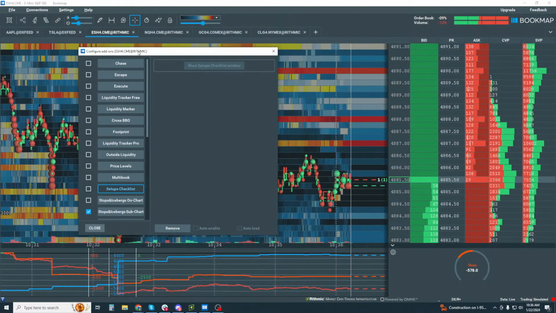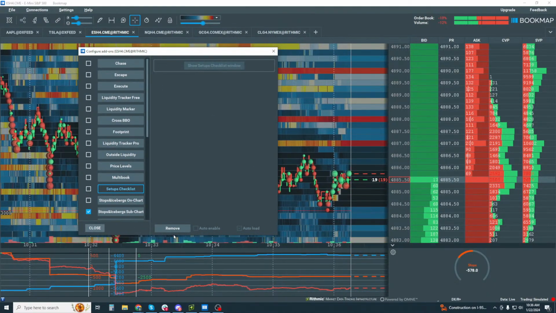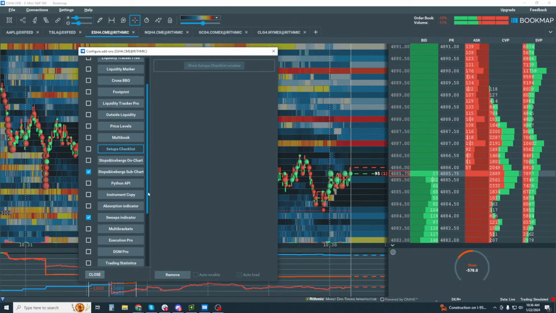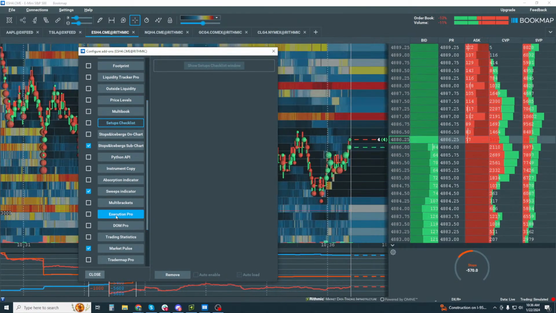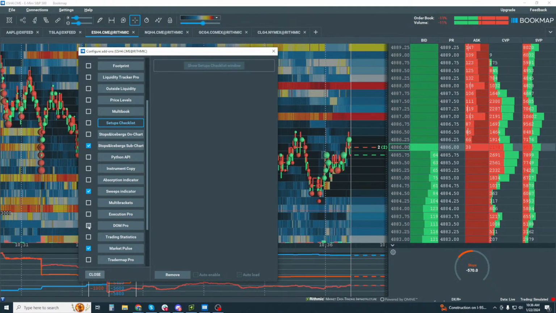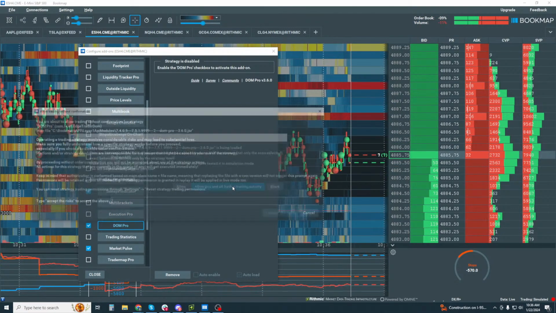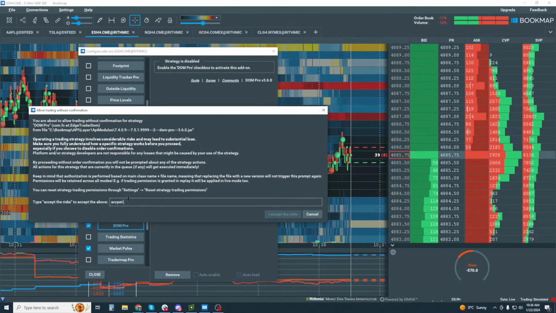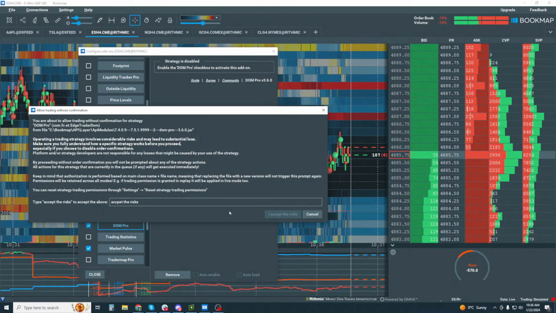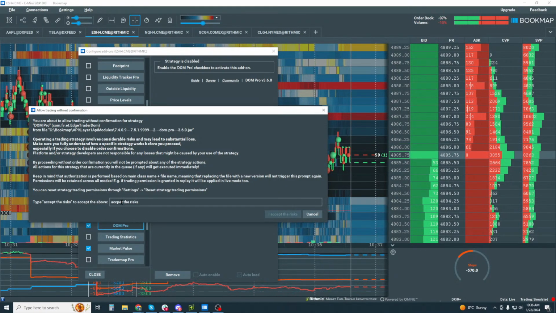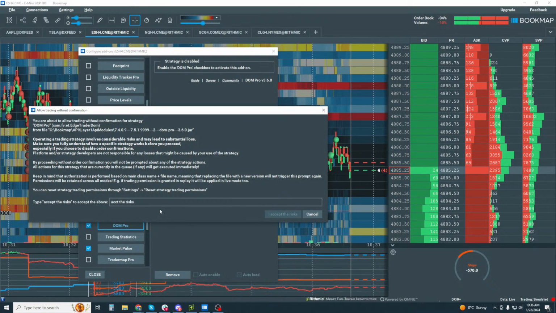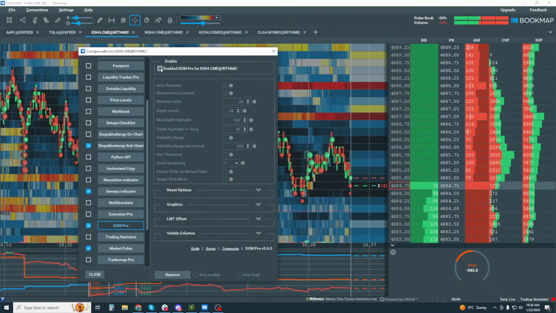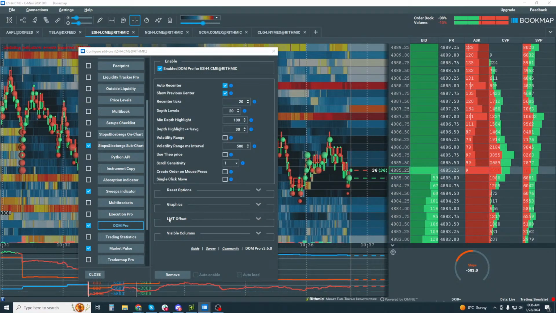Okay, this Dome Pro tool comes with Bookmap Global Plus. It's included. So, and also Execution Pro is included. Some really nice tools in both of these. I'm going to show you actually both. And you need to accept the risks, and then you're good to go. And then enable it.